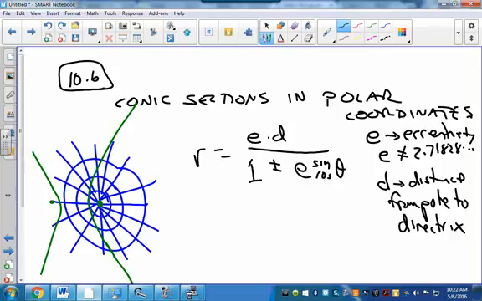Okay, so let me give an example for starters. We're going to graph it on the calculator, we're going to graph it by hand, and then we're going to actually graph it using all the stuff we know about parabolas. Okay, so here's the first example I've got somewhere.